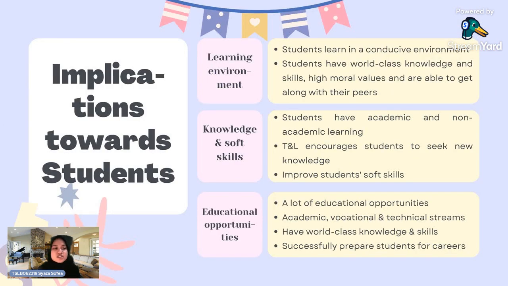So the second implication is the implication towards the student. The first one is learning environment. Students will learn in a very conducive environment and students will have world-class knowledge and skills, high moral values and are able to get along with their peers. The second one is knowledge and soft skills. Students have academic and non-academic learning. Teaching and learning encourages students to seek new knowledge. It is used to improve the students' soft skills. And lastly, the educational opportunities. There are a lot of educational opportunities, which are academic, vocational, and technical streams. It has world-class knowledge and skills, and it successfully prepares students for their future careers.